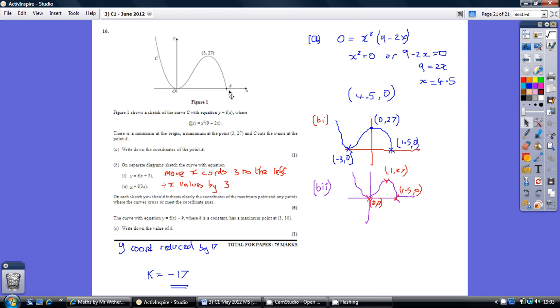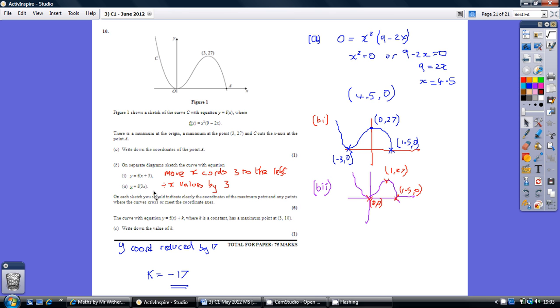So our second occasion when y is 0 is when this bracket has to be 0. So 9 minus 2x has to be 0. So 9 take away 2x equals 0, so just rearranging that we can see that x equals 4.5. So the point A is (4.5, 0).